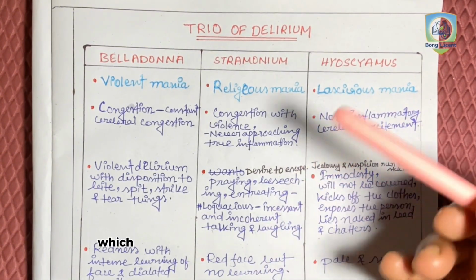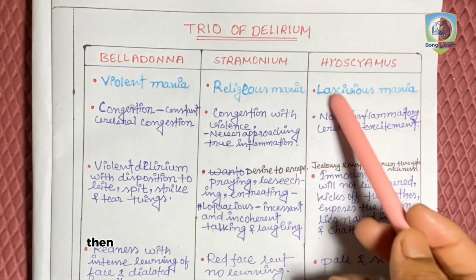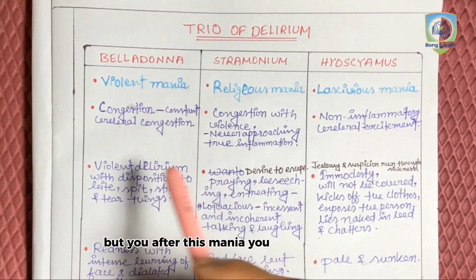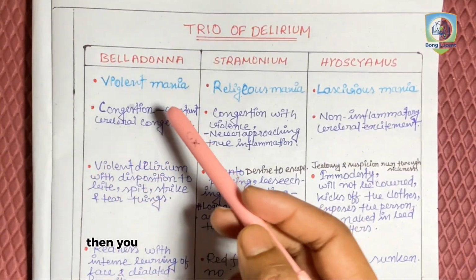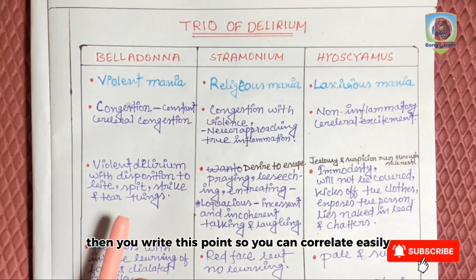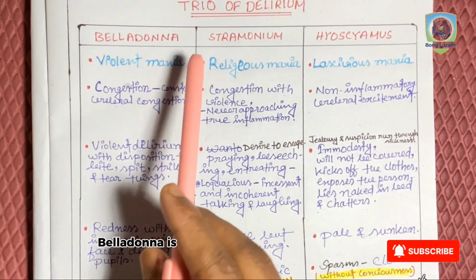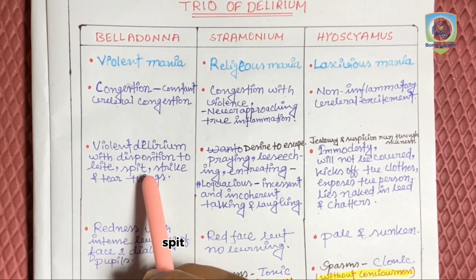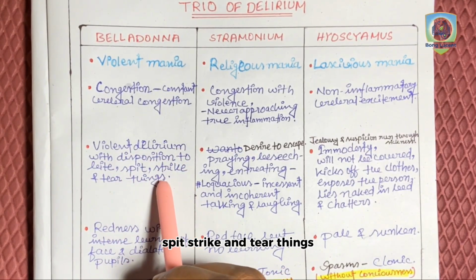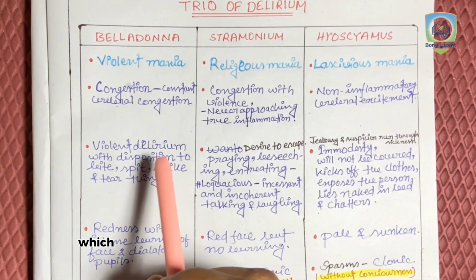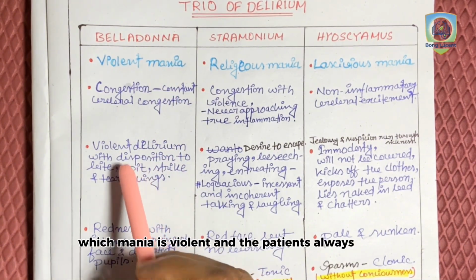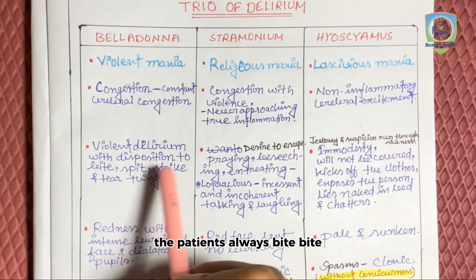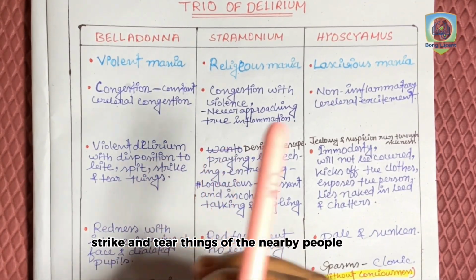So next we see which type of mania and how they behave. Then the next point, not skip, but after this mania you should write this point, so you can correlate easily. In belladonna violent mania is seen, and the second point is violent delirium with disposition to bite, spit, strike and tear things. The patients always bite, spit, strike and tear things of the nearby people, nurses, etc.